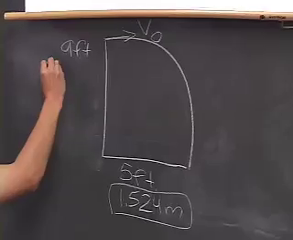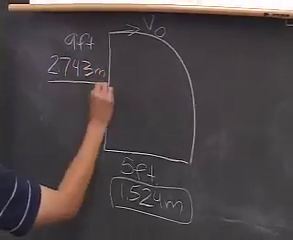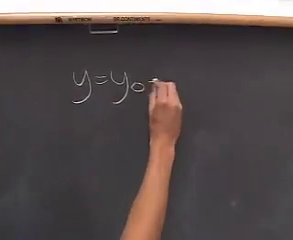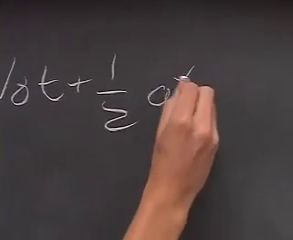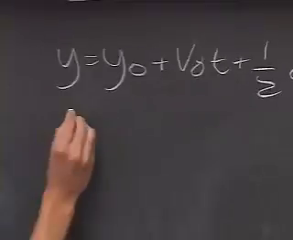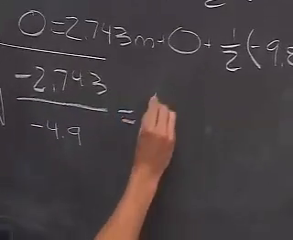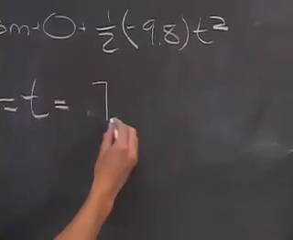First, we set up the problem and split it into horizontal and vertical components. We did the vertical component first, with the acceleration downward at negative 9.8 meters per second squared, in order to figure out the time it took to hit the ground. We used the equation y equals y sub 0 plus v sub 0 t plus 1/2 a t squared. With simple plug and chug, t equals the square root of negative 2.743 over negative 4.9, which was 0.7482 seconds.